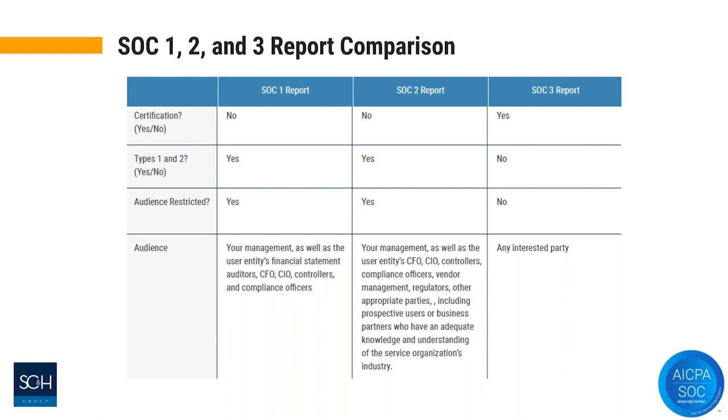Within a SOC 1 report, your audience is specific to your management team as well as the end user entity's financial statement auditors, so your customers' auditors, and that's it. That's really the restricted use that is defined by the AICPA for SOC 1. SOC 2 has slightly more general use. You've got the same parameters around your management team, your customers, and their auditors, but it also expands to prospective users or business partners, so potential clients or customers as well. And then the SOC 3, being a general use and a public report, has no parameter around the audience.